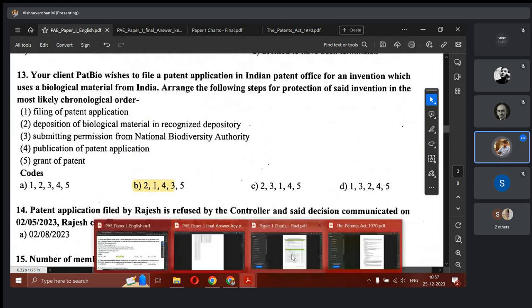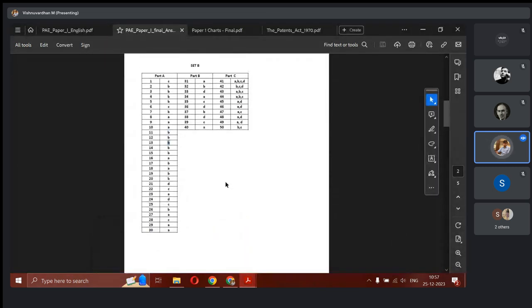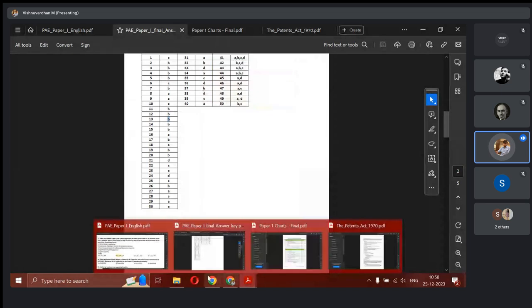Wait, 13 is B only, right? Let's just check it off. 13 is B for set number B. Cool. So let's just be clear on the procedure.